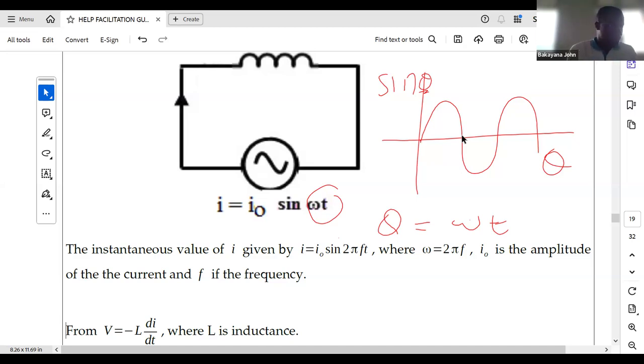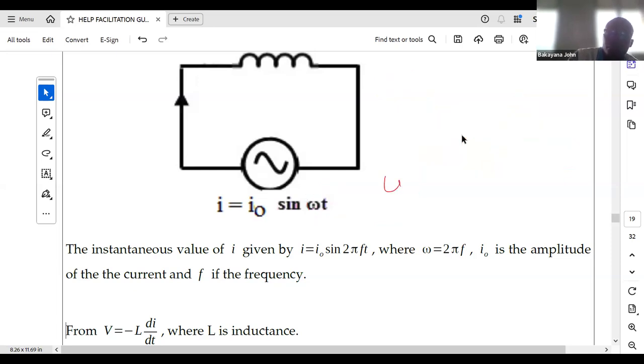We are deriving an expression for the voltage given the sinusoidal current. And we are starting from a point that sinusoidal current is given as the maximum current that flows through the inductor, sine of omega t. You know, omega is the angular velocity, and omega is given by 2 pi f. Is that okay?